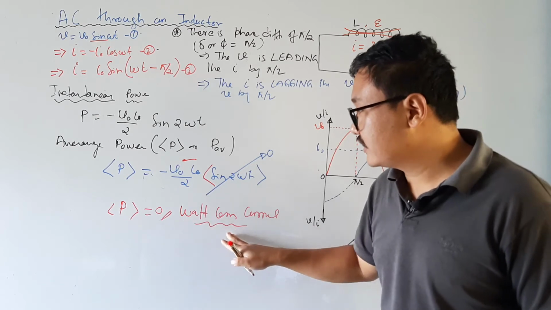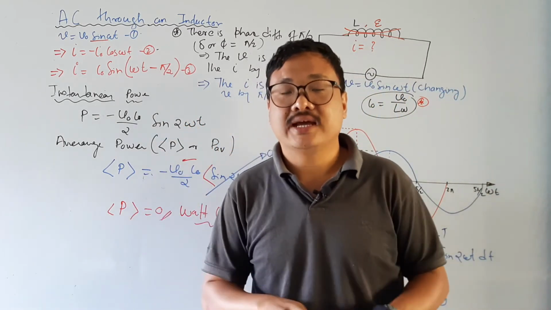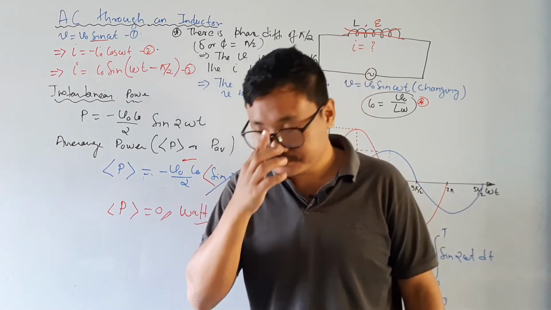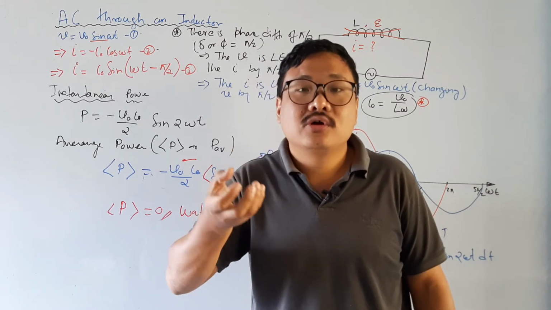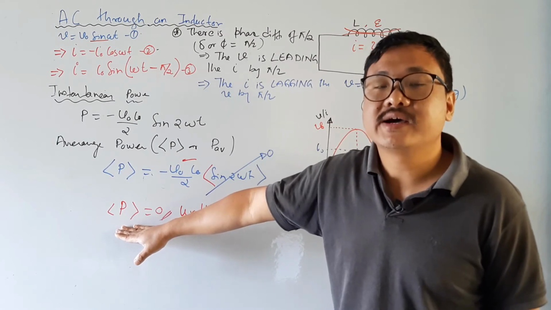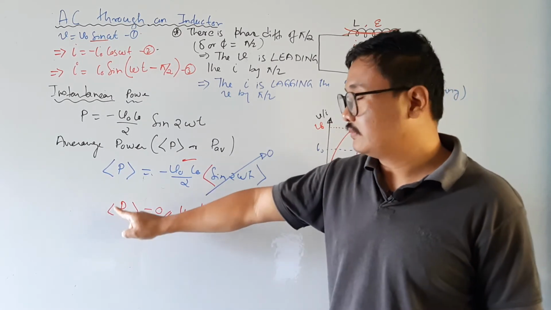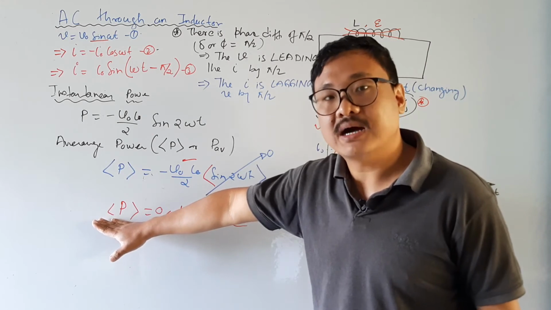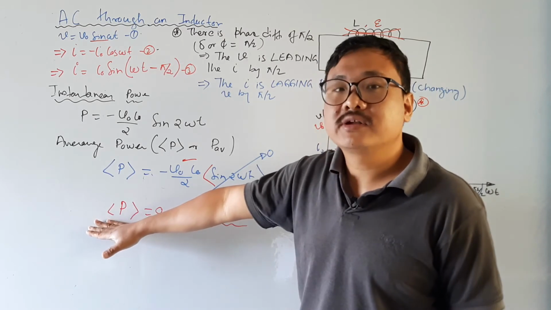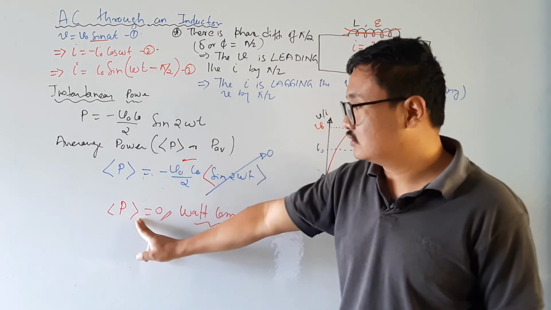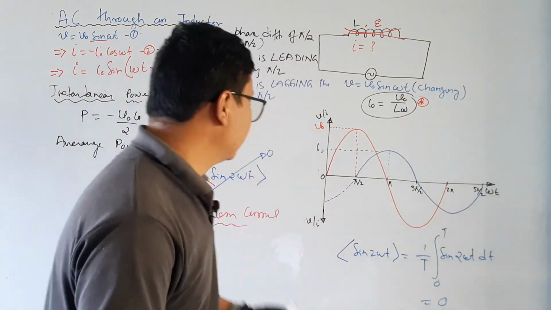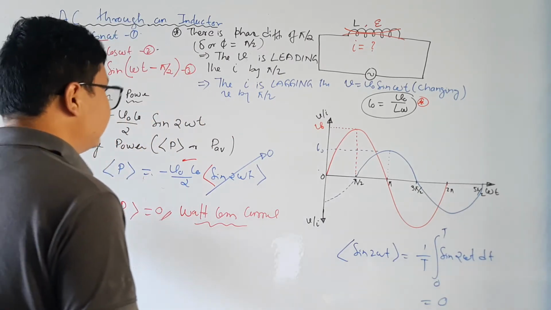So, what is wattless current? When any electrical element does not consume any energy. If the average energy consumed by any electrical element is 0, please remember the average of power. If the average power consumed by any electrical element is 0, then that current is called wattless current. So, we have also studied wattless current now. So, we have done each and everything.